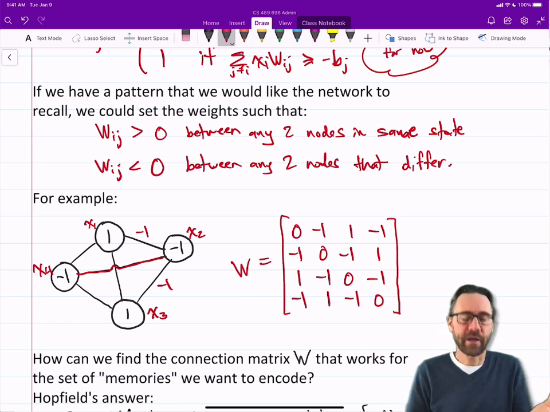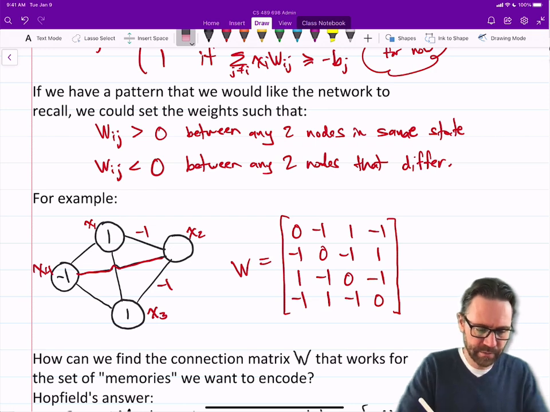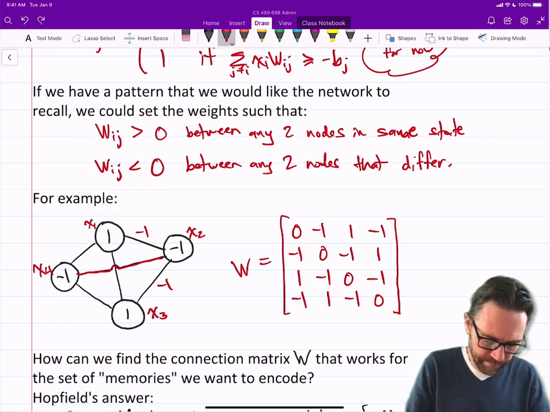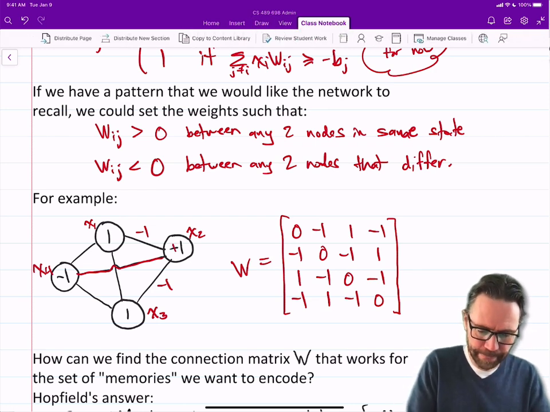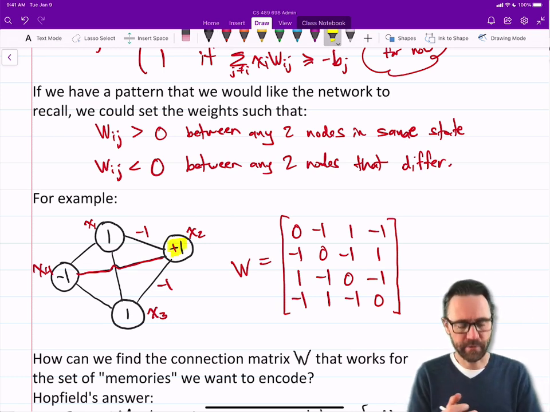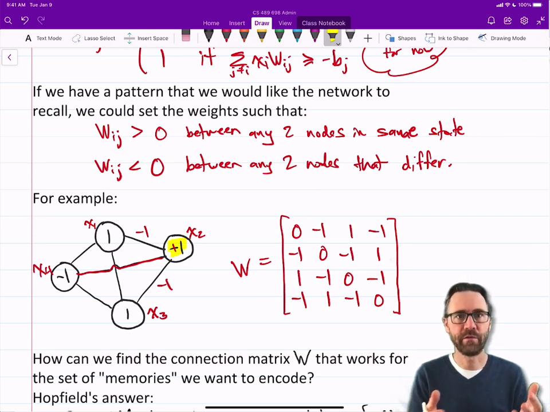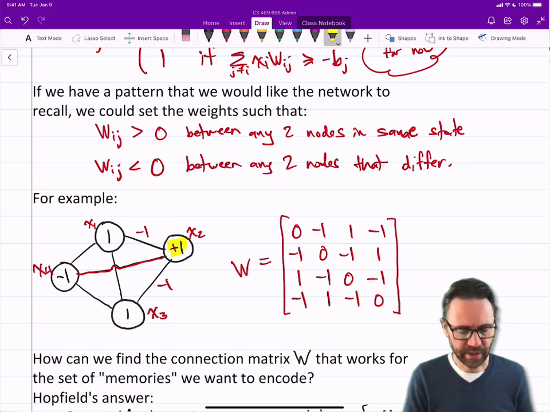Okay, but I could also make an error. I could set this one to +1, for example. So there's an error, and now run it. There's a pretty good chance that it will recover and change that +1 back to a -1. So that's the idea behind a content-addressable memory.